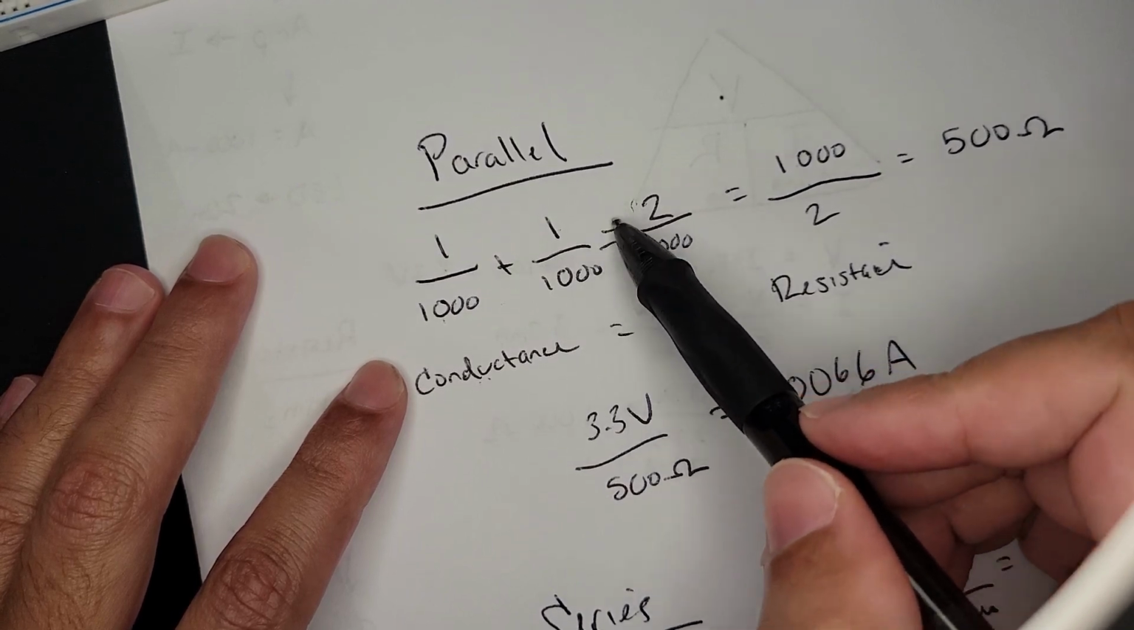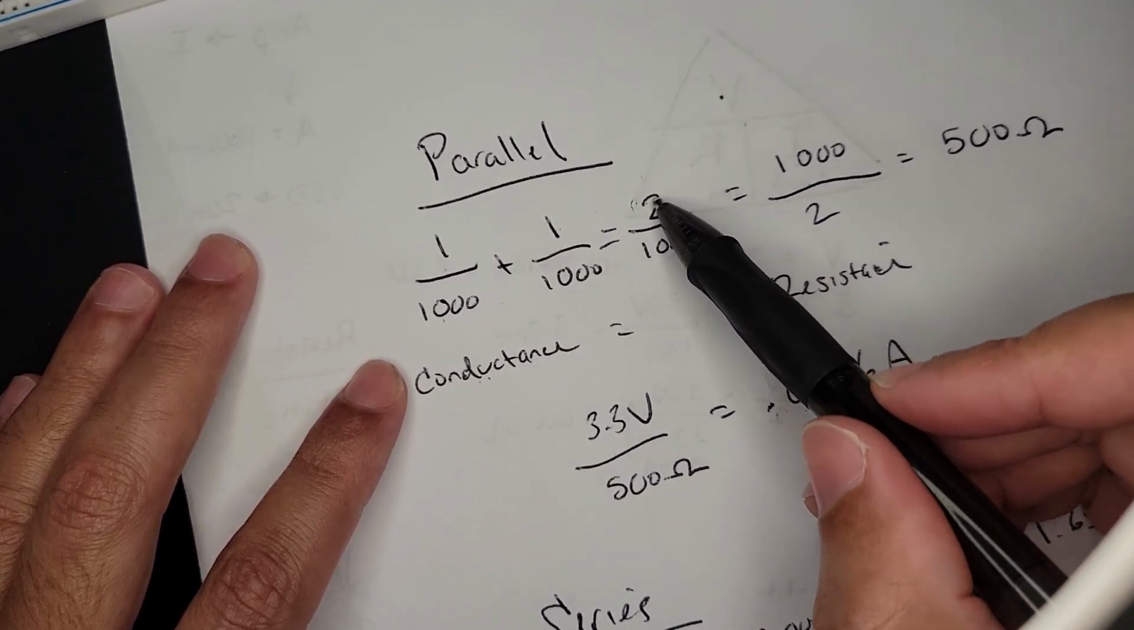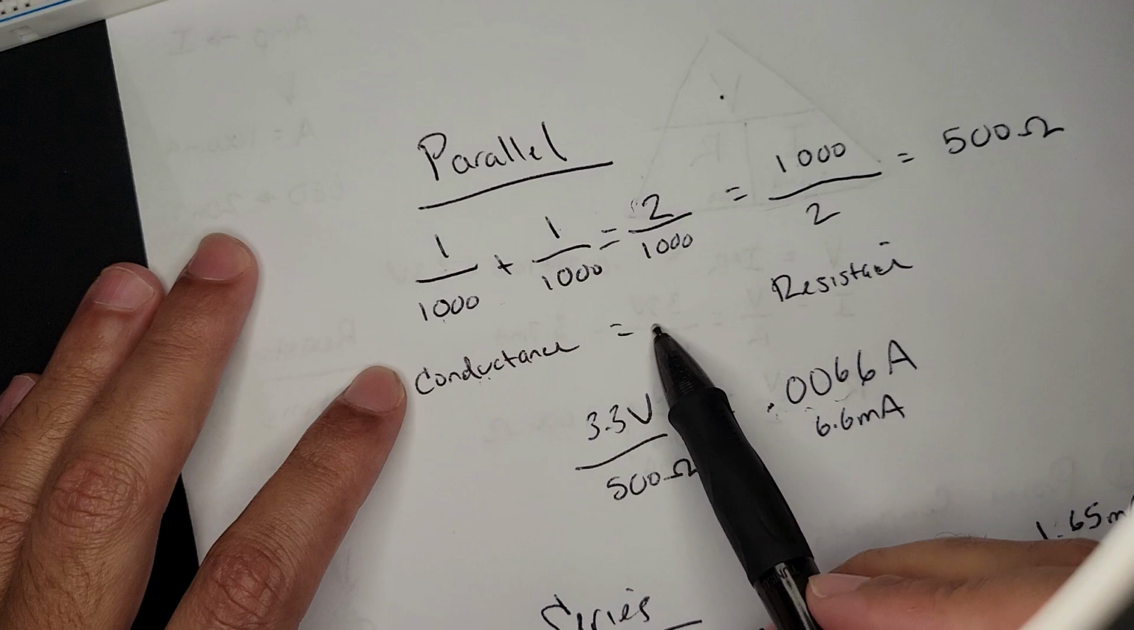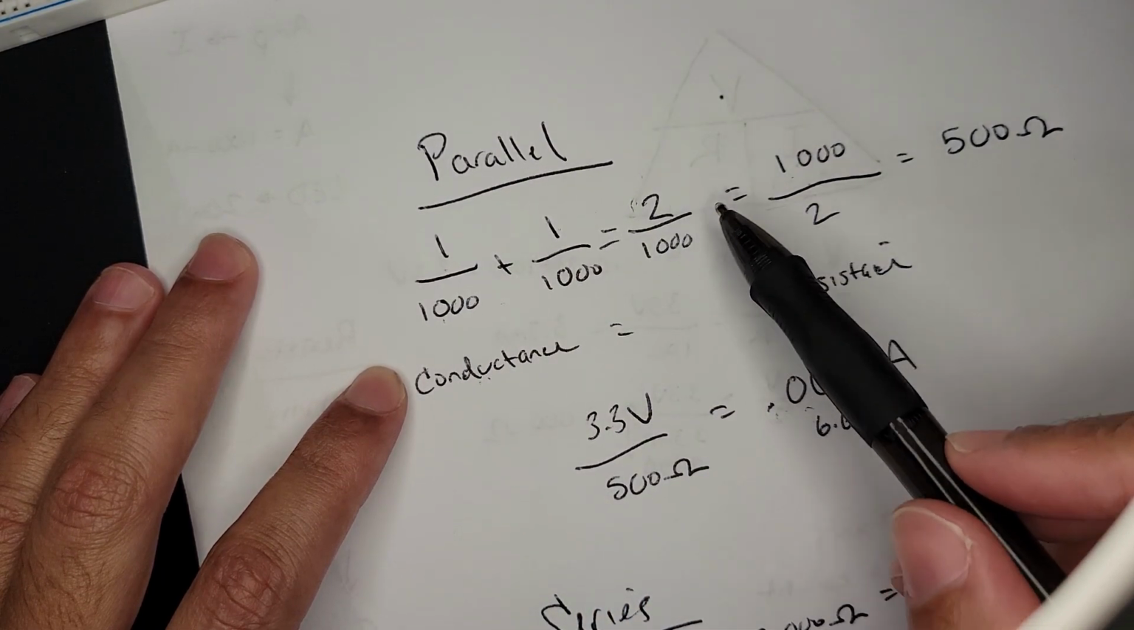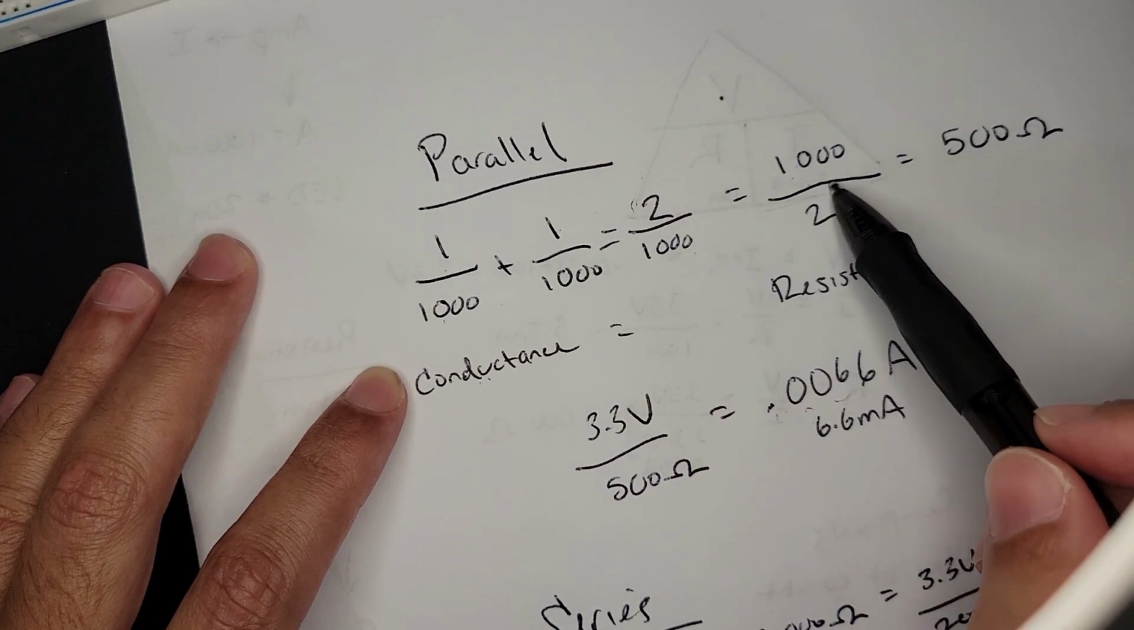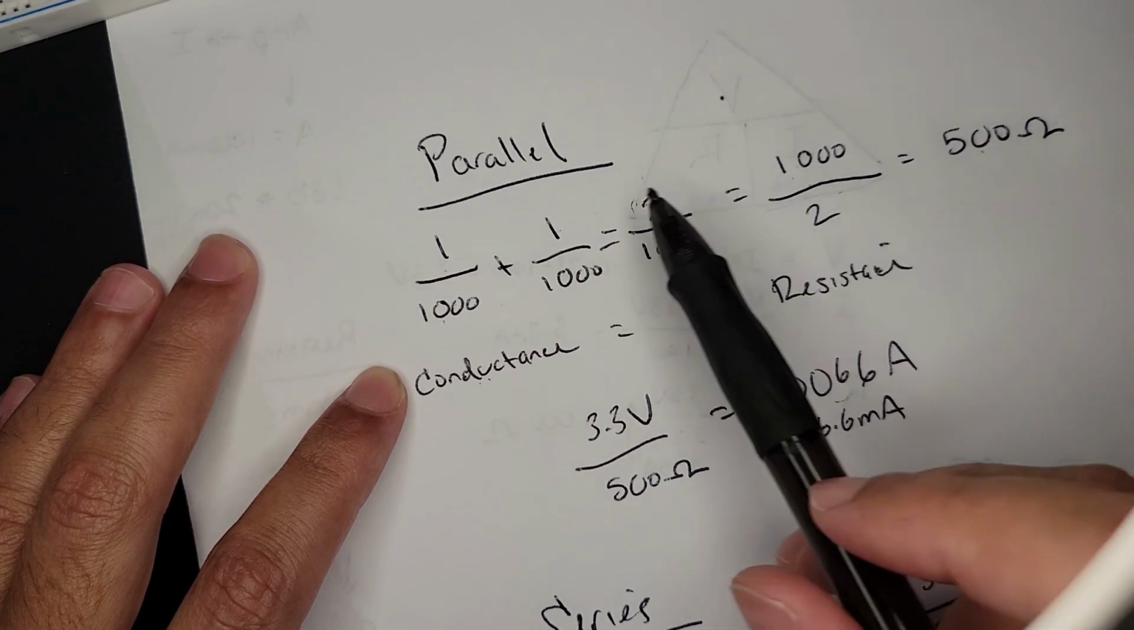Let's say we had a 500 ohm resistor. Let's say we had a 47 ohm resistor. It'd be 1 over 47. So we'd find the common denominator, and we add them all up. We get our value, which is this. And then you just flip it, and then you solve. And that's the way it works for parallel.